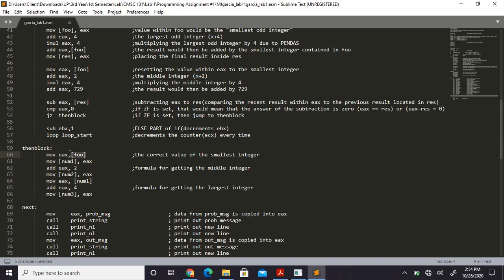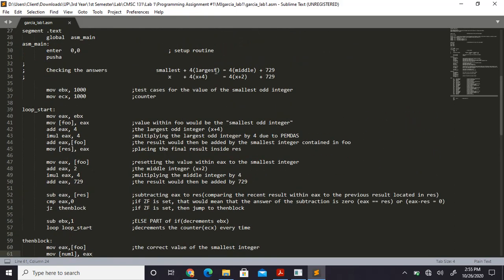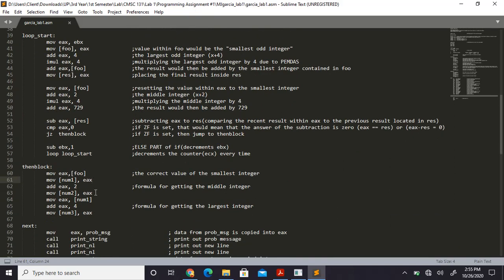So papasok natin sa AX. Then pasok natin yung AX to num1, and then we would just apply yung kanina nung saan kapag middle integer x plus 2, so we would just add it to 2, and then we would place it into the variable num2. Then kapag for the largest naman, we just add 4, then we add it to num3.